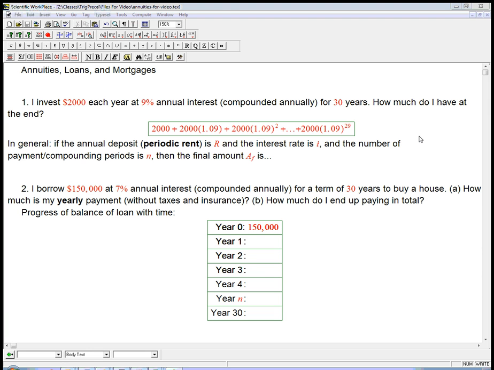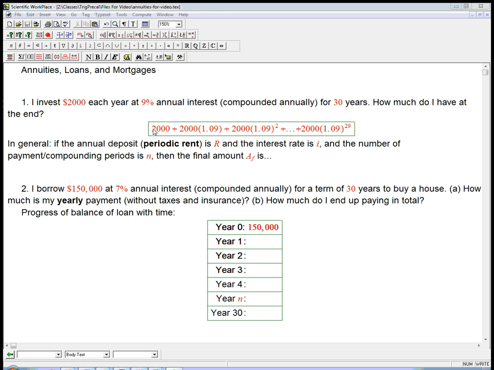Let's think about annuities, loans, and mortgages. Do two examples and derive some general formulas. The first one is one that we've basically done, but I want to put it in terms of the book's notation. Suppose we invest $2,000 each year at 9% annual interest, and for simplicity, we're going to have it compounded annually for 30 years. How much do I have at the end of that time?